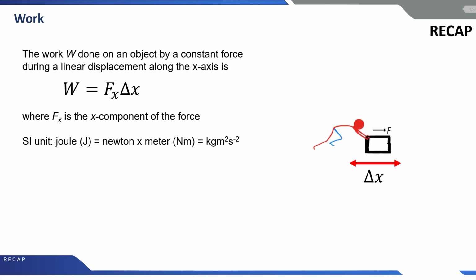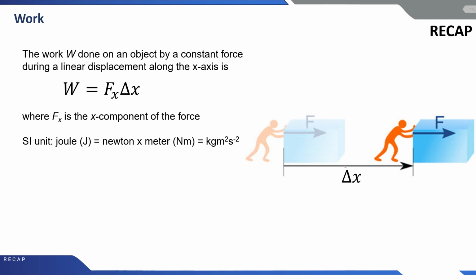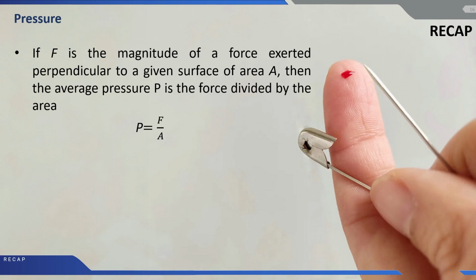From lecture week 5 about energy, you studied that work is mathematically represented as the product of force F times the linear distance covered, or delta X. And the SI unit for work is Nm, or Newton meter. Also, we know that pressure can be expressed as force divided by area.